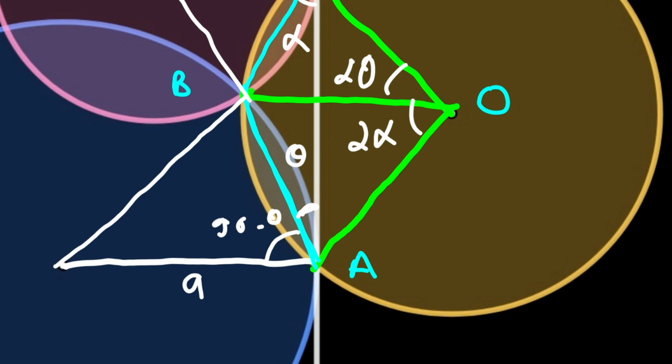Now there is one more thing to be noted over here, and that is this line is also a radius of this blue circle from the center to the circumference, and this line is also a radius.